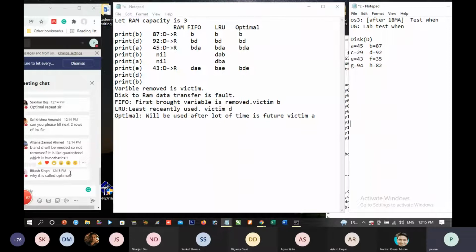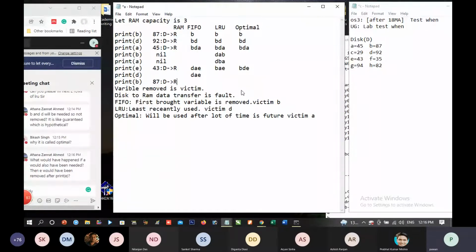Next time D will be required. So fine. D is already there, nothing is to be done. Next time B is required. So the value of B, which is 87, will be brought from disk to RAM. Is it correct? And what will be removed? D will be removed. So it will be A, E, D will be removed and B will be brought. Is it correct?